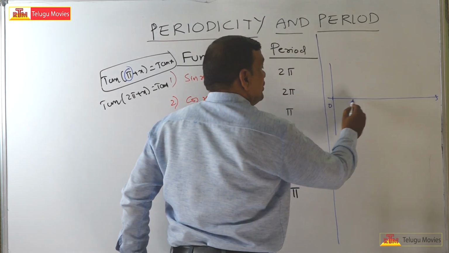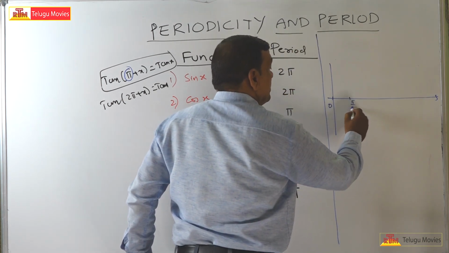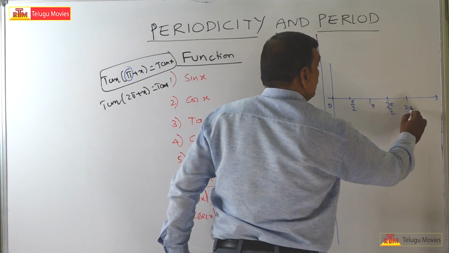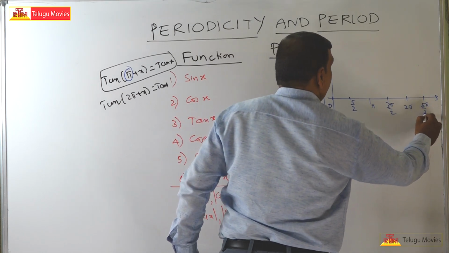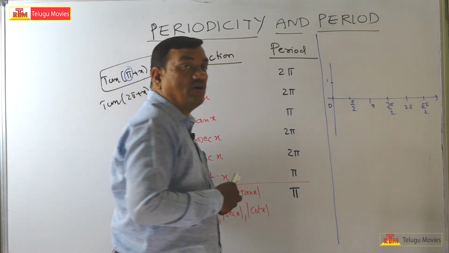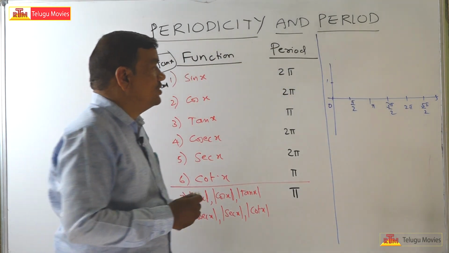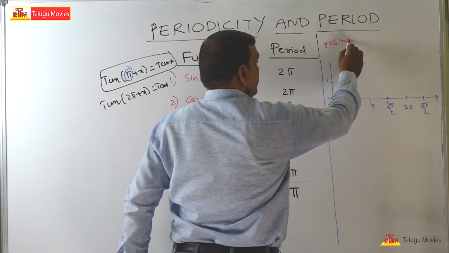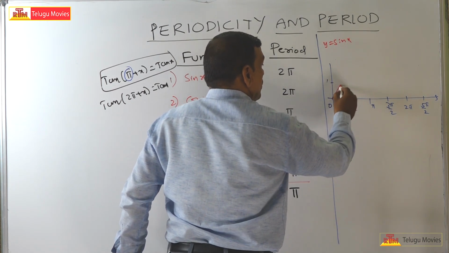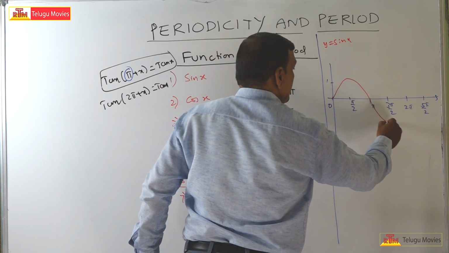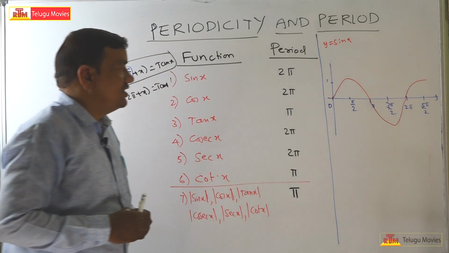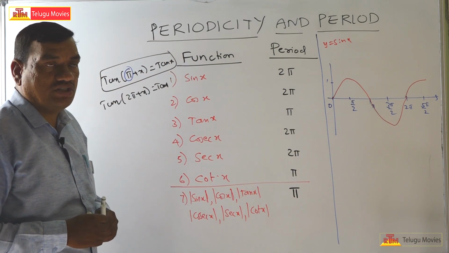Here it is 0, this is pi by 2, this is pi, this is 3 pi by 2, this is 2 pi, this is 5 pi by 2, and this is 1. Now what will be your sine graph? First I am drawing y equal to sin x, over 0, pi by 2, pi, 3 pi by 2, 2 pi, 5 pi by 2. That is the graph of y equal to sin x.